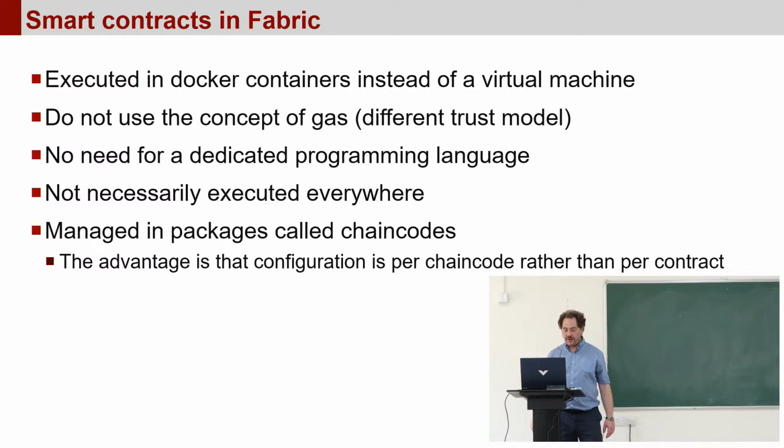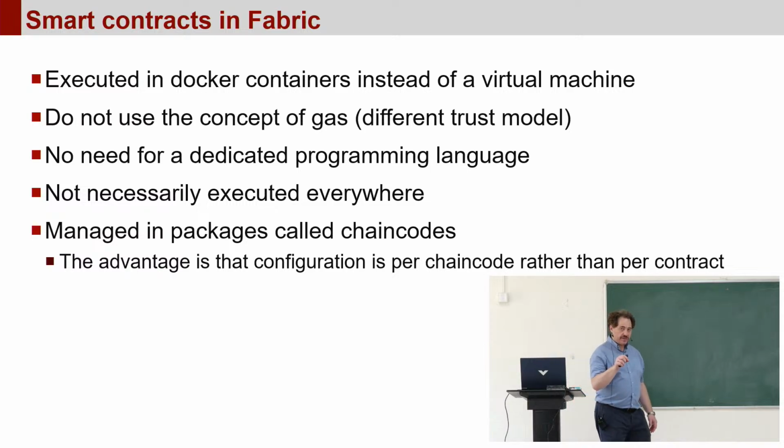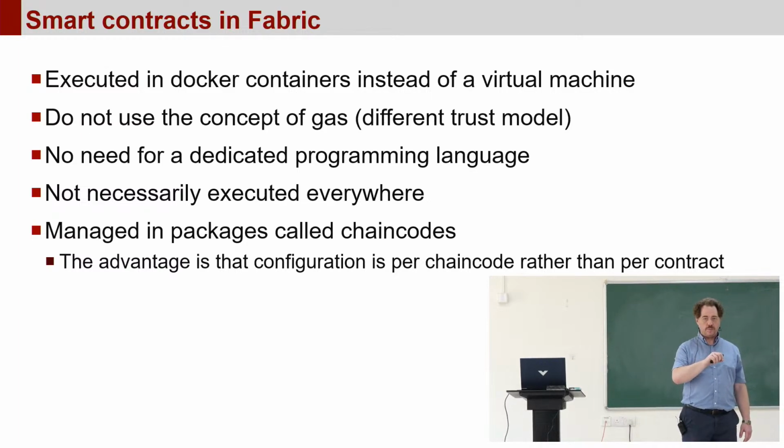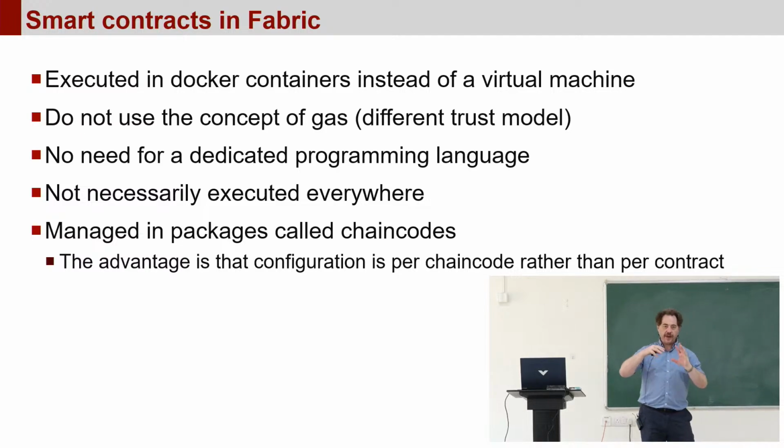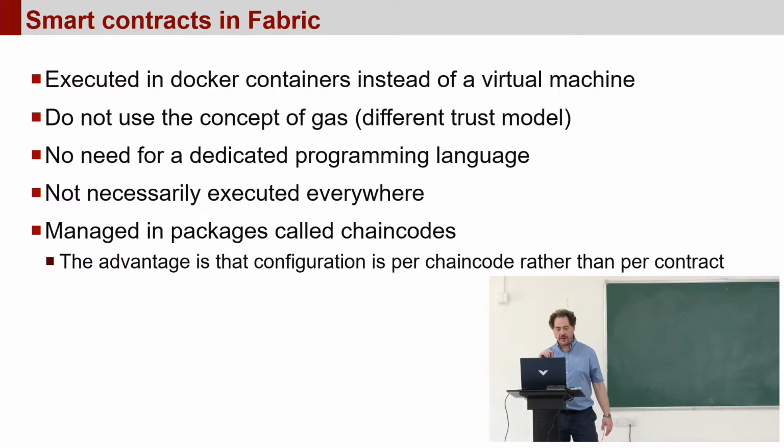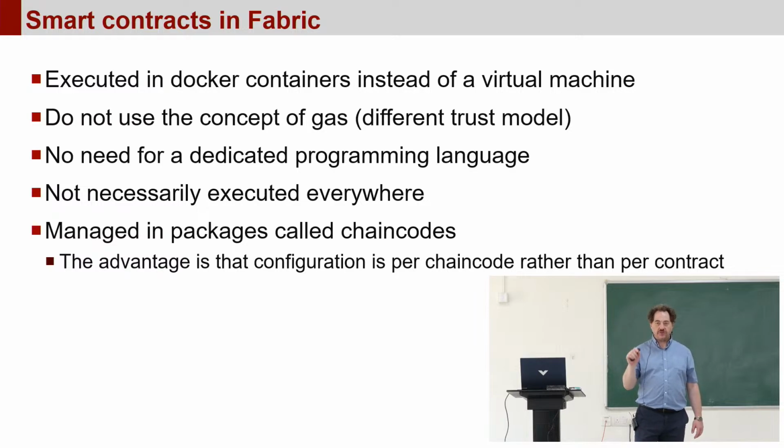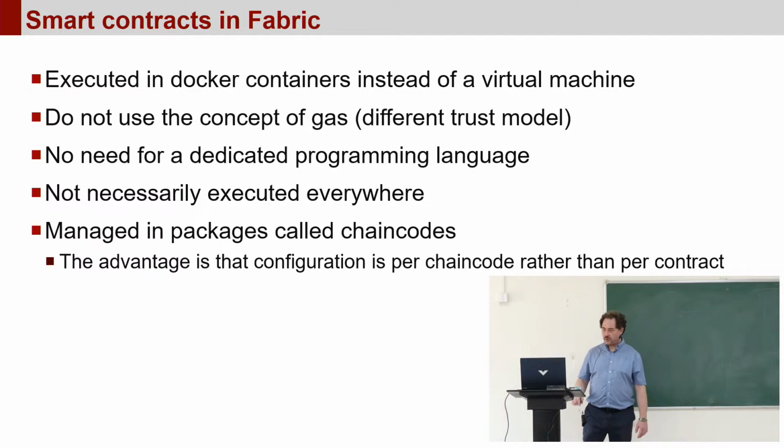Another interesting point about contracts in Fabric is that they are managed in packages. Contracts in Ethereum are relatively small, as we saw, and each contract is more like a standalone unit. While contracts in Hyperledger are supposed to be full-fledged programs, they are much longer. So instead of talking about one contract, we are talking about a package of contracts acting together as a single application. Those packages are called chaincodes. The advantage is that the configuration is given on a per chaincode basis rather than on a per contract basis. So you configure packages instead of individual contracts, and that means less work for the deployment administrator and also for the programmer.